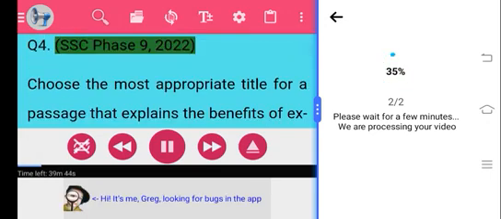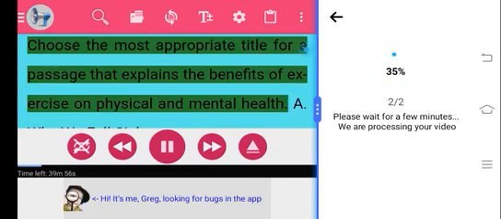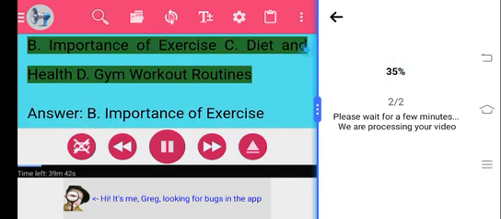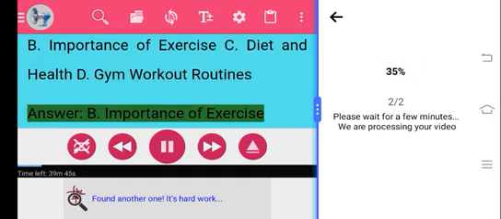Q4. SSC Phase 9, 2022. Choose the most appropriate title for a passage that explains the benefits of exercise on physical and mental health. A. Why we fall sick. B. Importance of exercise. C. Diet and health. D. Gym workout routines. Answer. B. Importance of exercise.